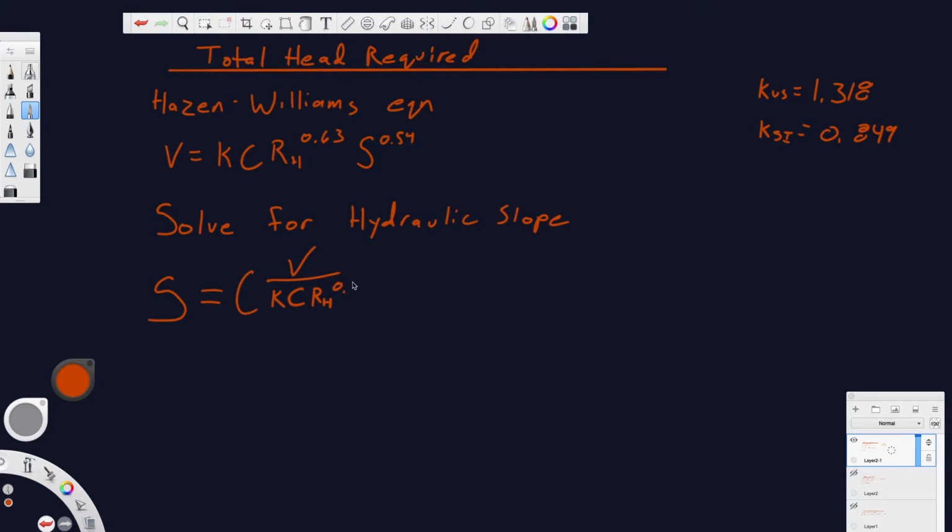Oops, what am I doing here? Sorry. And then we want to correct for the exponent on the hydraulic slope.